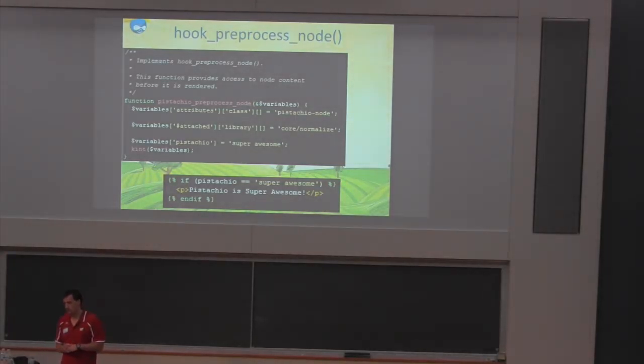Preprocess node. This is something that is in your theme file. And this is just where you set variables. So the variable pistachio, super awesome. And then this is how it's being used in the node.html.twig file. If pistachio equals super awesome. And this is straight up from the pistachio theme file.